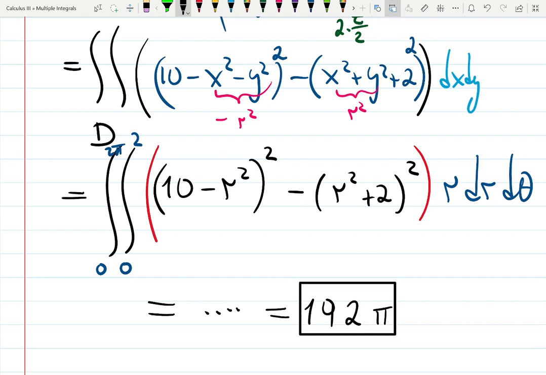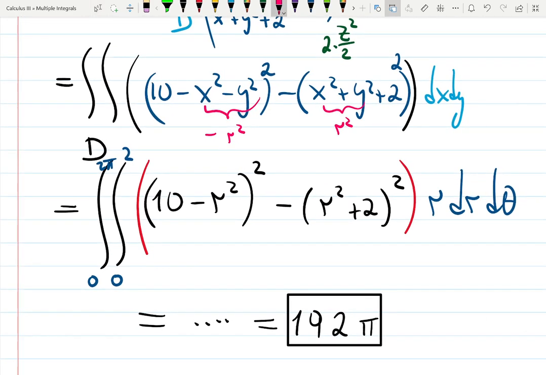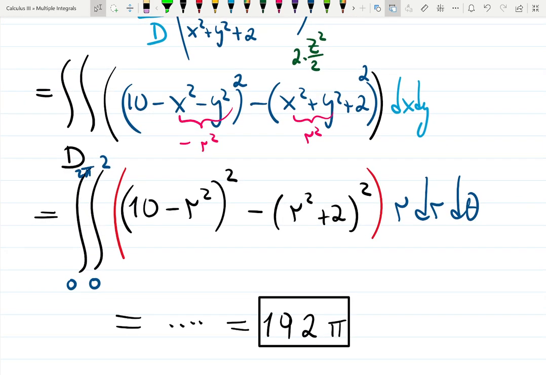Right? So the dx dy gets replaced with r dr d theta. Exactly. We did replace it using x equals r cosine, y equals r sine. X squared plus y squared is r squared.